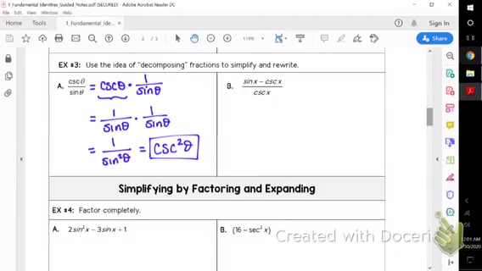And I've got it down to that. I just got one term there, so that's as far as we can go. It's about as simple as we can get. Alright, so let's look at B.